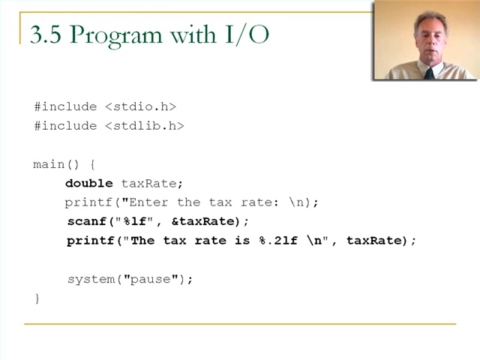So here's a complete program that does input and output using a double. Let's have a look. There's the declaration of the variable tax rate as a data type double, and then a printf statement which simply outputs to the user what the user is expected to do. So enter the tax rate appears on the screen. If we didn't have this message, the program would just stop and the user wouldn't know what to do. So this is called a prompt. We prompt the user to enter a particular value.